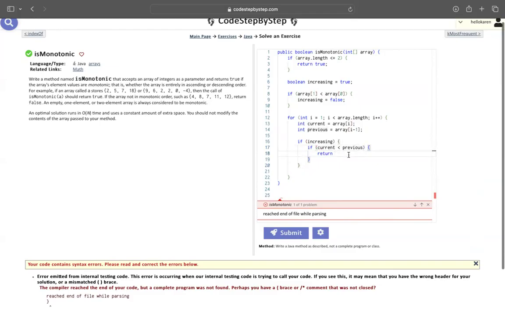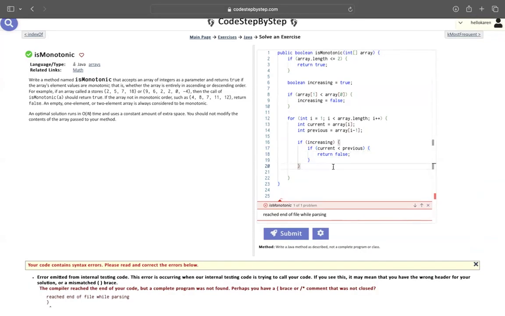Return. No, not break. Return, this is when you're returning an answer like true or false for the method. Return false. Right, because if you break your pattern, you return false, right? Okay. So that was if we're increasing.